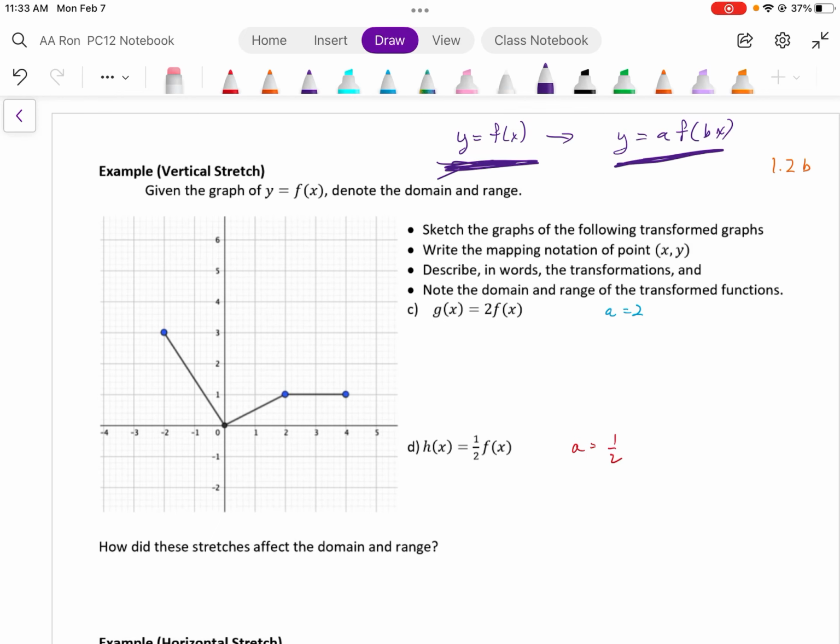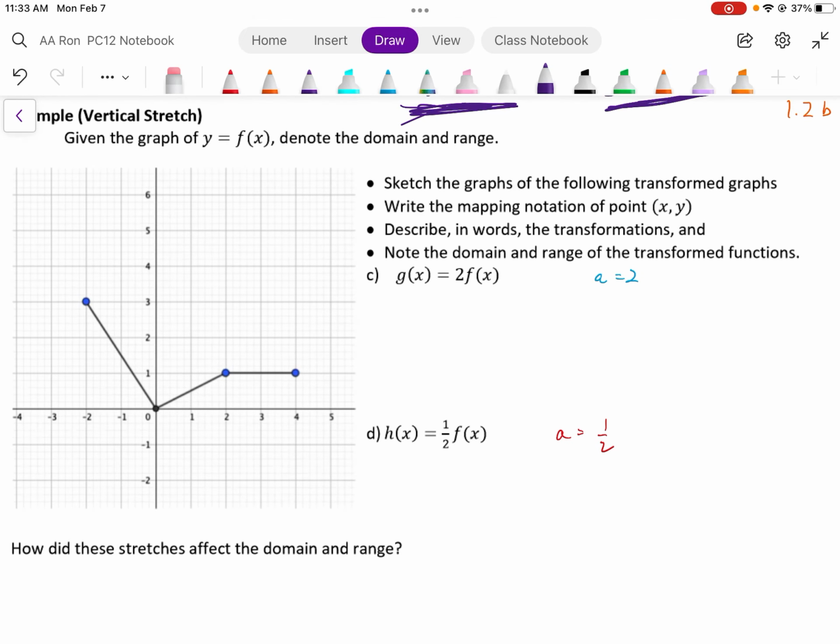So if I were to look at our first example, given the function or the graph of y is equal to f of x, we're going to denote the domain and range. The domain is going to be -2 to 4, and my range is 0 to 3. So we're going to sketch the graphs of the following transform graphs, write out the mapping notation, and describe in words the transformations. So g of x is our new function that we wish to transform.